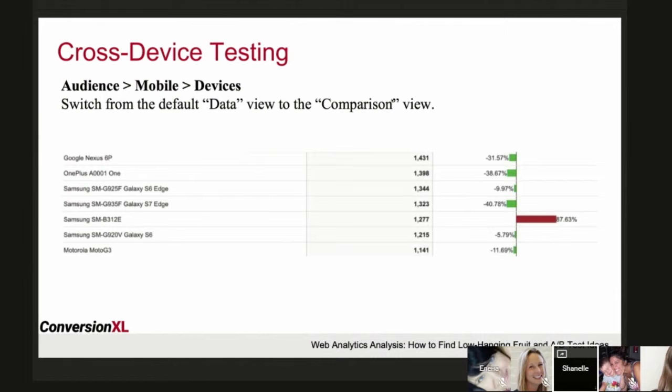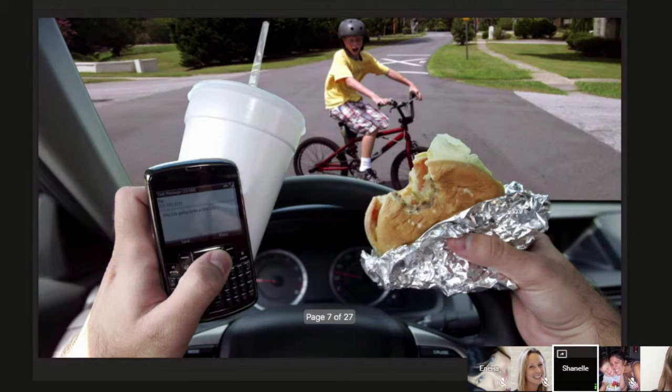Cross-device testing is very similar. You're going to go to Audience, Mobile, and Devices. Again, I've switched to the comparison view, and again, I'm going to focus on comparing within the same device family. Looking at the Samsung devices, you can see that the Samsung SMB312E, catchy name, is performing significantly worse than all of the other Samsungs. But again, I'm not going to compare a Google Nexus to a Samsung. And again, you can use various tools online that will replicate the experience if you don't have that device on hand. And since there are so many, that's unlikely.